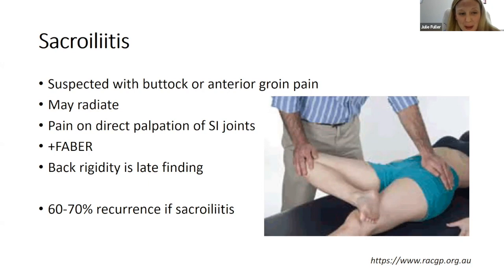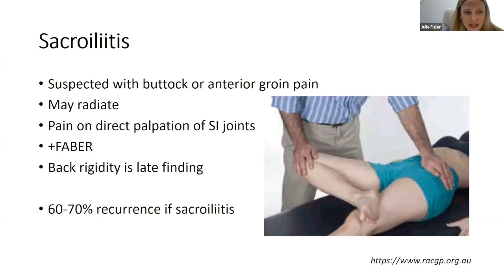And when you examine them, you may find pain on direct palpation of their SI joints, but you can also do this maneuver called a FABER test, which stands for flexion at the hip, abduction, and external rotation. And when you apply pressure to the contralateral anterior hip and the opposite knee, they'll jump off the exam table and let you know that's extremely painful for them.